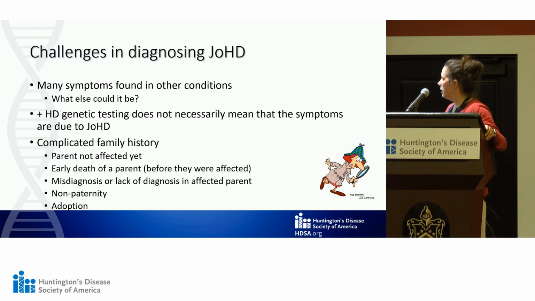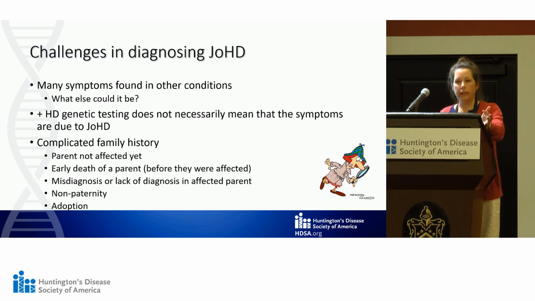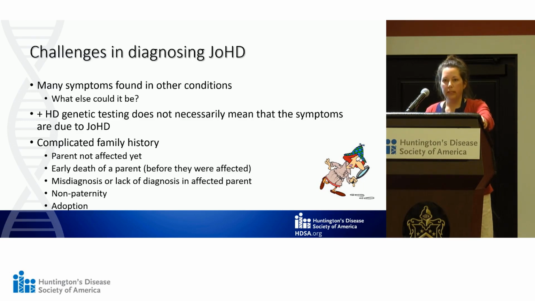HD genetic testing does not necessarily mean the symptoms are due to JOHD either. You, again, have to put them all together. And sometimes you're faced with a complicated family history. Families are complicated, period. We all have one, we know that, right? So it could be that the parent's not yet affected, as I mentioned before. Maybe dad has 40 repeats, but the kiddo inherited 60, and they present before the age of 10, and dad hasn't reached the age in which he's symptomatic yet.